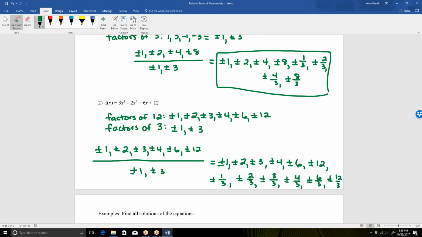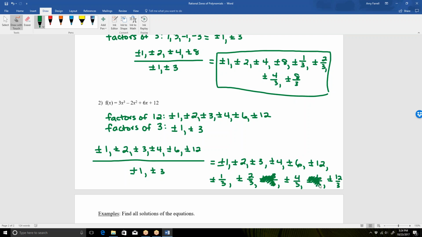Now, before I say this is my final answer, I don't want to be redundant. I don't want to include the same solution or the same potential rational zero twice. So I look and I notice that I have 3 over 3. But 3 over 3 is the same thing as 1. So I don't want to list this as a separate possible rational zero, or rational zeros. There'd be 2 with plus or minus. So 3 over 3 is 1, so I don't need this.